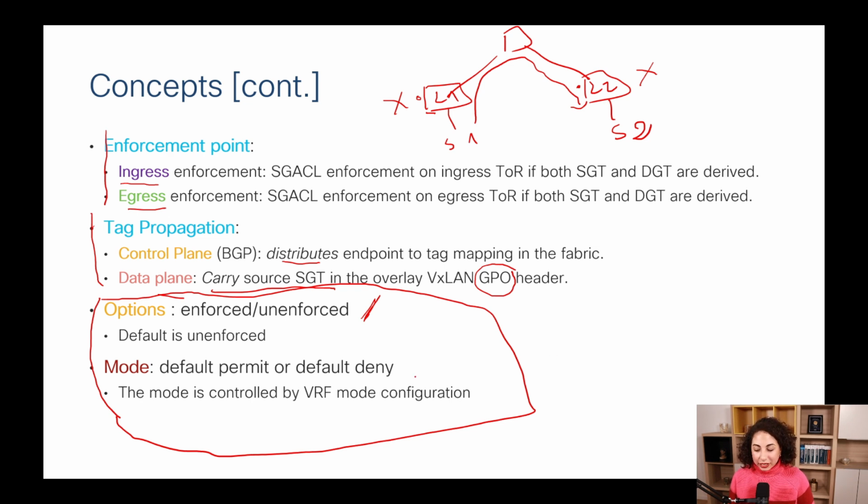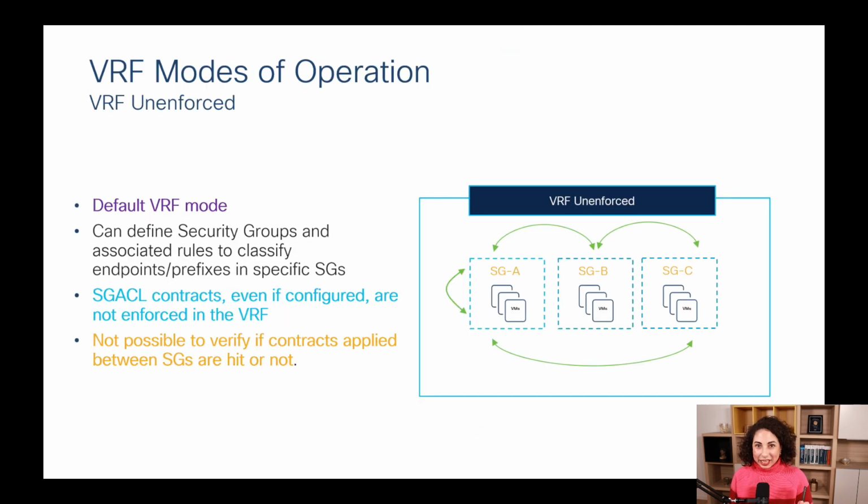And the second thing is, if we are enforcing the security groups, by default, as long as we didn't create any policy, do we want to allow the traffic by default or to deny the traffic by default? So these are two very important things that we will be checking right now. Let me go to the next slide to check the first mode of the VRF, which is VRF unenforced.